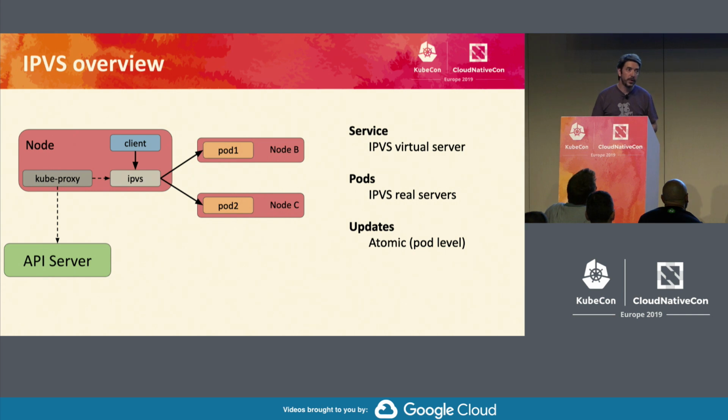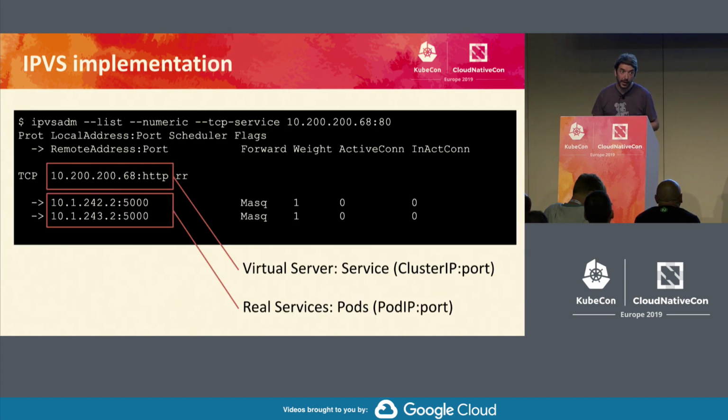As Bowei was saying before, the main advantage here is that updates are atomic. So if you delete a pod, you only need to update the backend in a virtual server. So it's much more efficient. In terms of how it looks, this is the output of the ipvsadm command, which gives you information on what's configured in Ipvs. As you can see, this is a service IP for an HTTP service, and you can see two backends using port 5000 in this example.